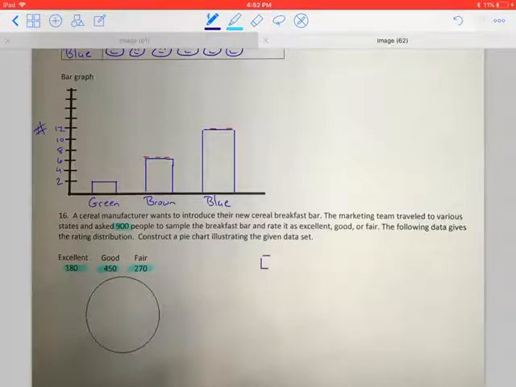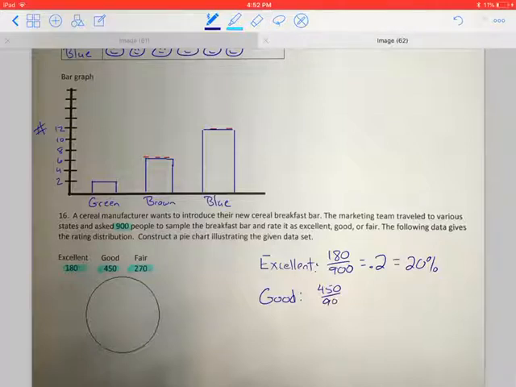So what I really need is the percentage. So for excellent, we had 180 out of 900 people. So I'm going to stick that in my calculator real quick. 180 divided by 900. That comes out 0.2, which is 20%. For good, I have 450 out of 900. Okay, so if I get that decimal, that comes out exactly half, so 0.5 or 50%.